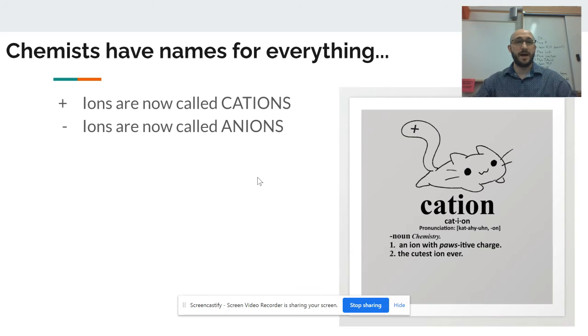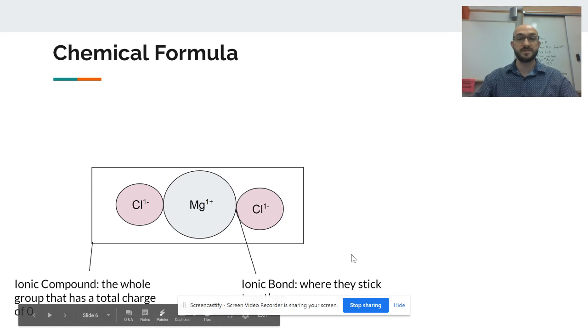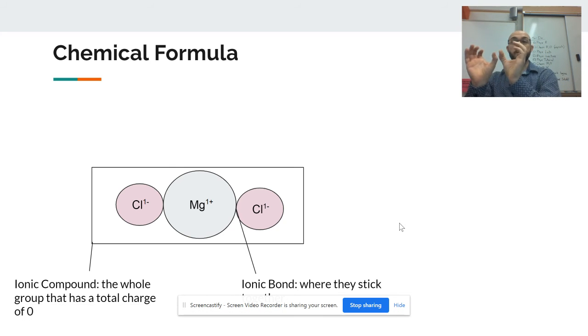So an ionic compound is when you have cations and anions stuck together so that the total charge is 0. Like Mg2+, remember that's a typo, it should be 2+. When the Mg2+ and the Cl1- stick together, that's a bond. So it has one bond over here and it has another bond over here. But the whole thing together that has a total charge of 0 is called an ionic compound.